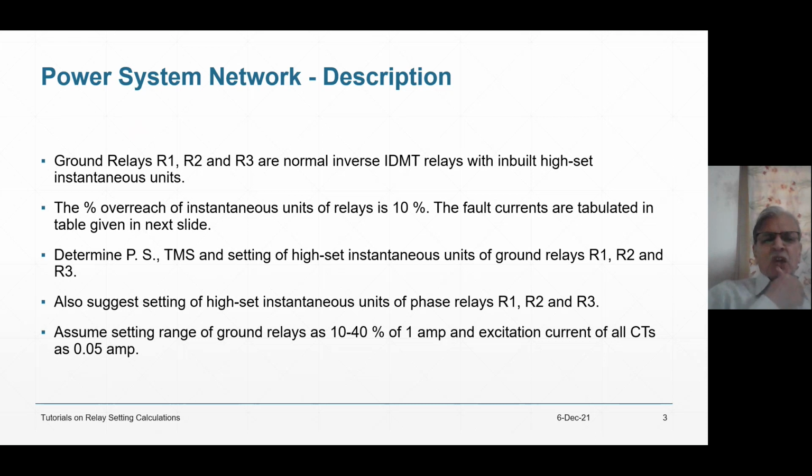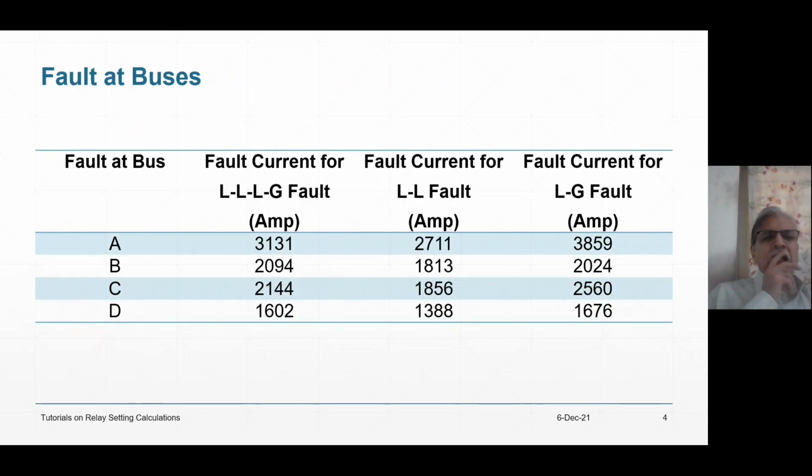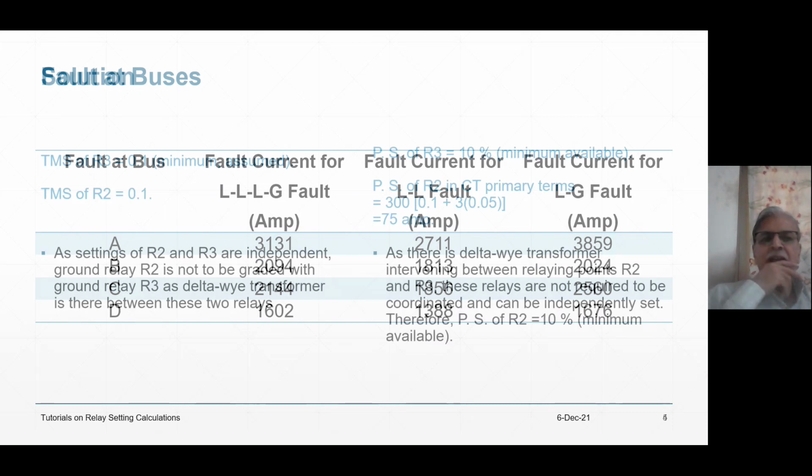So you have to also suggest setting of high set instantaneous units of phase relays R1, R2, and R3. And we have to assume setting range of ground relays as 10 to 40% in 7 equal steps right now of obviously 1 ampere, because our CT secondary is 1 ampere, and excitation currents of all CTs is 0.05 ampere. This is the table of faults which we will need for calculating time multiplier setting. Different buses A, B, C, D. Fault currents for triple line to ground fault, double line fault, LG fault. Right. So this we will be needing.